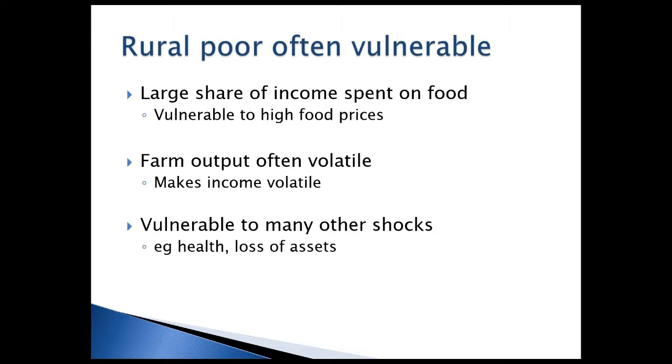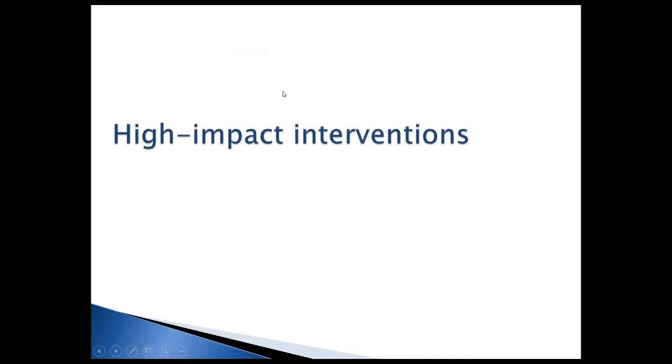Farm output's often volatile, makes their income volatile, and creates vulnerability to poverty. And of course there are the many other forms of vulnerability, vulnerable to other shocks like health, loss of assets, especially in conflict areas or where property rights, land titles are poorly defined.